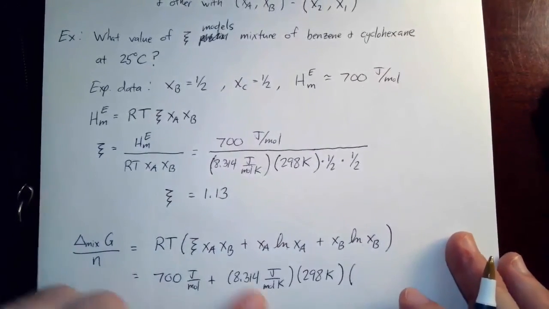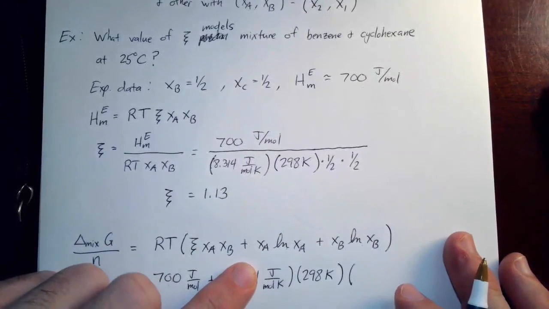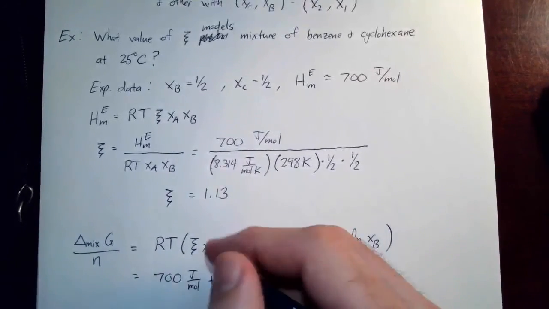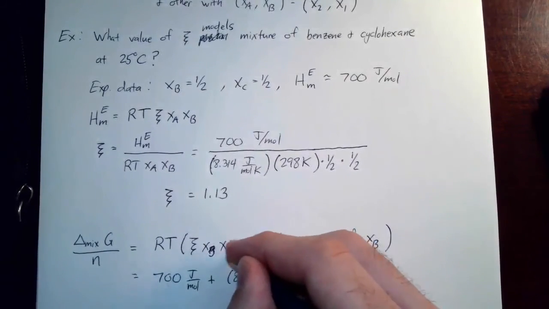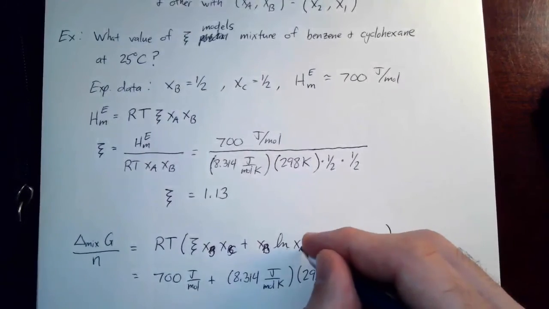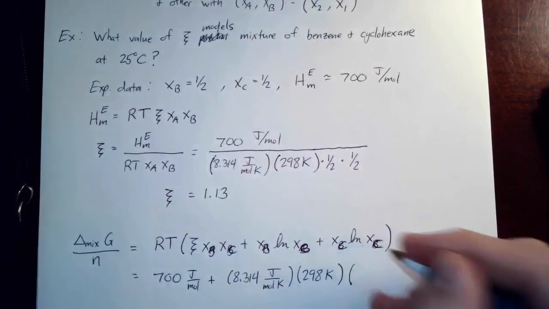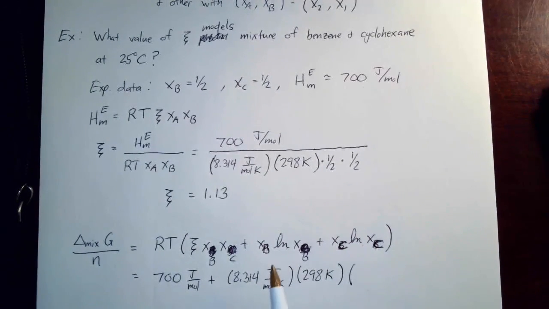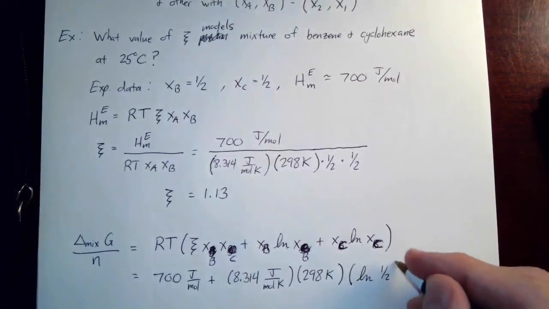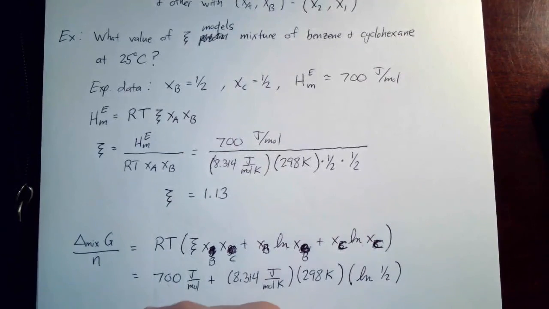All right, so there's RT, and then XA, and I'm sorry, these should be XB and XC. I did it again. XB, X benzene, X cyclohexane. All right, so XB and XC were each a half. So this is 1/2 ln a half plus 1/2 ln a half, which adds up to ln a half. And we plug these numbers in, and we get negative 1.01 times 10 to the 3 joules per mole, or negative 1.01 kilojoules per mole.